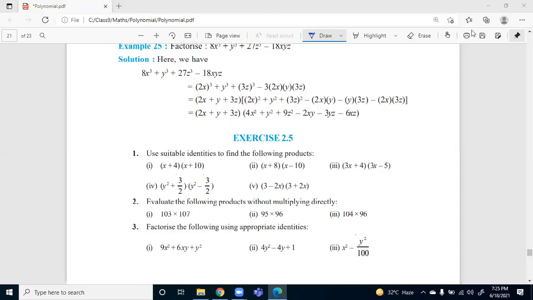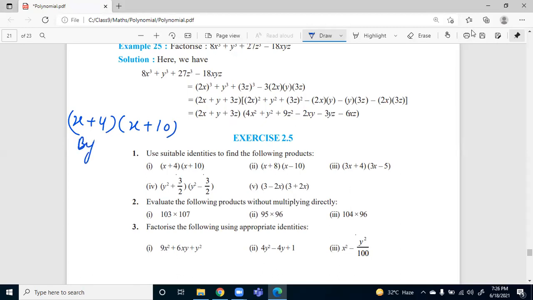So x plus 4 and x plus 10. And the fourth identity. You are correct, Leona. So here we need to use the fourth identity. Excellent. X plus 4 and x plus 10. So you should write by using the fourth identity.